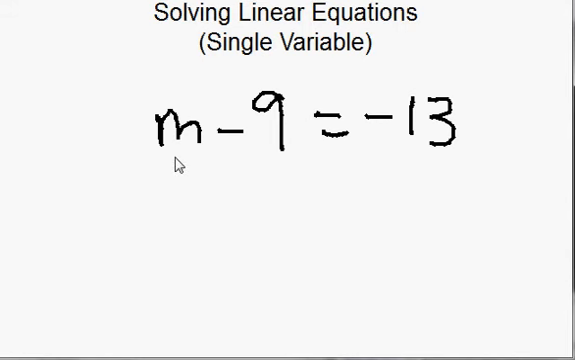What do I want to have? I want to have m all by itself, right? So this negative 9 is in the way. So what do I do to get rid of that negative 9? Add 9 to both sides, right? Whatever you do to one side, you got to do to the other.